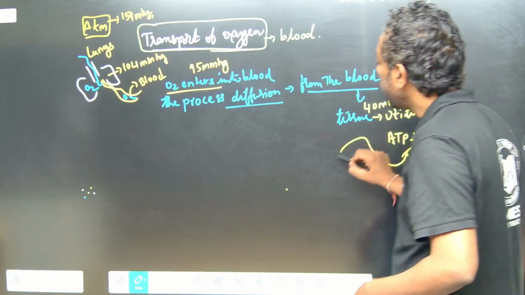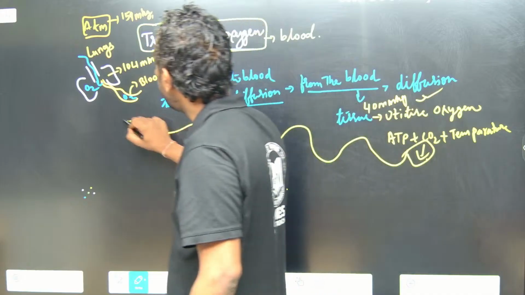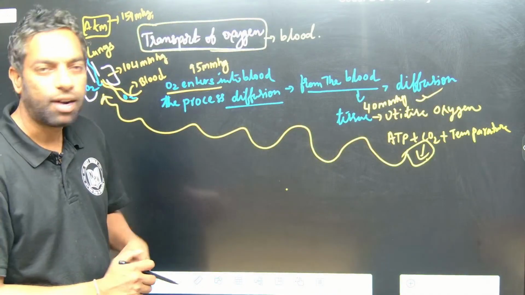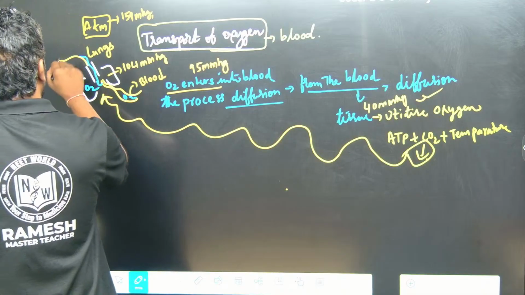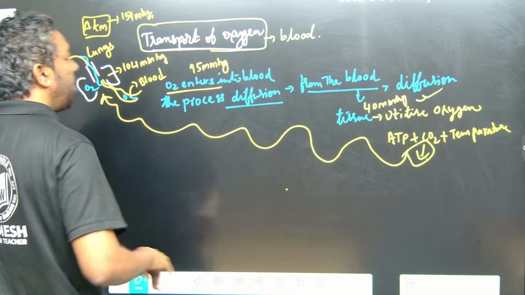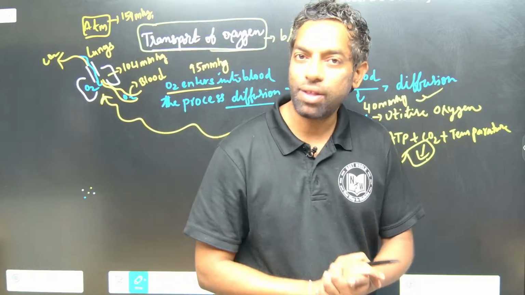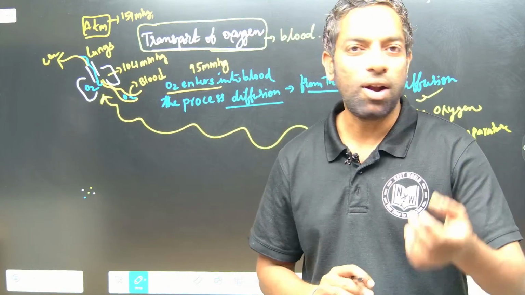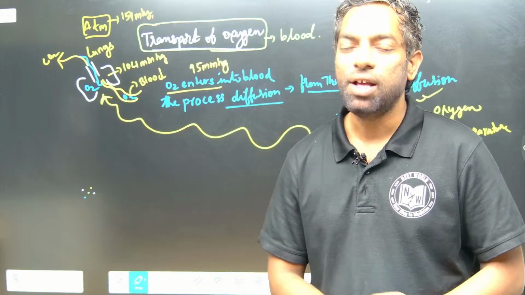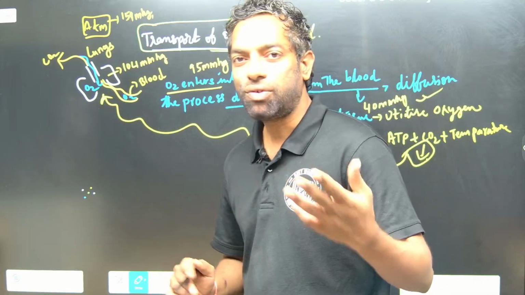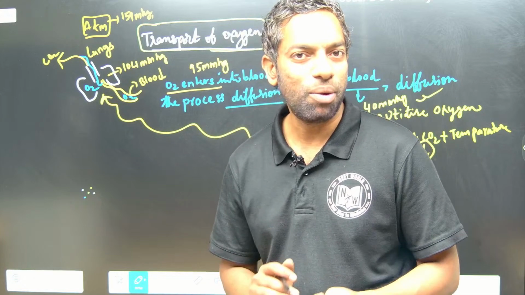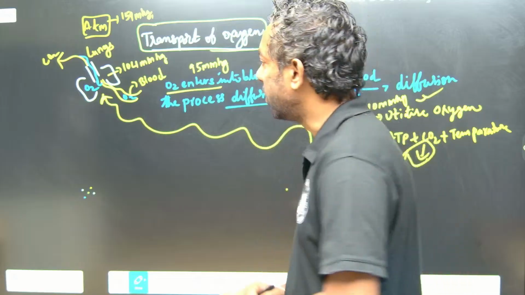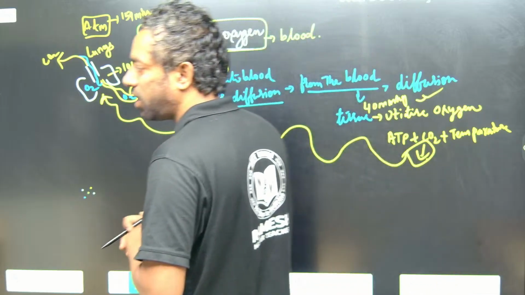At the same time, the CO₂ is transported to the lungs and finally delivered into the atmosphere. In the same manner, there is a pigment called hemoglobin that carries oxygen and carbon dioxide. We are going to discuss how oxygen and carbon dioxide bind with hemoglobin. This is a very important topic, guys.